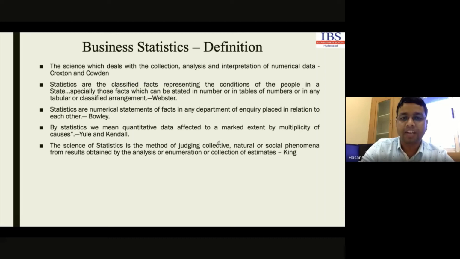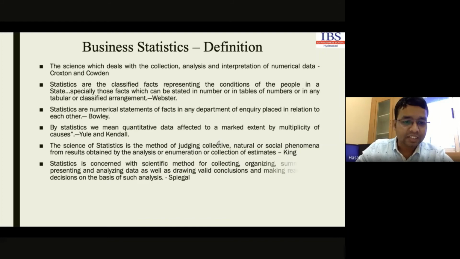Okay. The next definition is given by King. He stated statistics as the science of judging collective, natural and social phenomena from results obtained by the analysis or enumeration or collection of estimates. Another definition: statistics is concerned with scientific methods for collecting, organizing, summarizing, presenting and analyzing data, as well as drawing valid conclusions.